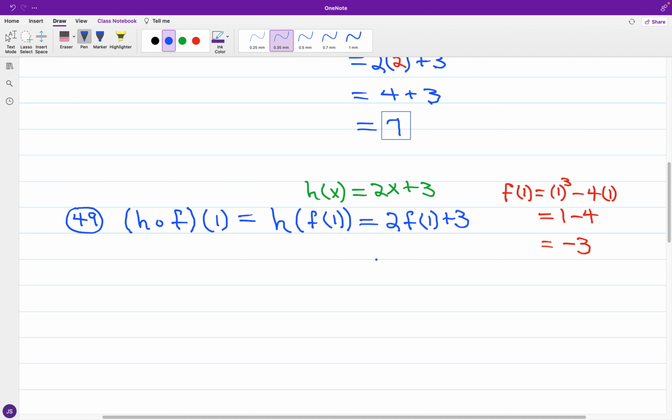And so for 2 times f of 1, this is going to become 2 times negative 3, followed by the addition of 3. 2 times negative 3 is negative 6. And we have negative 6 plus 3 at negative 3.